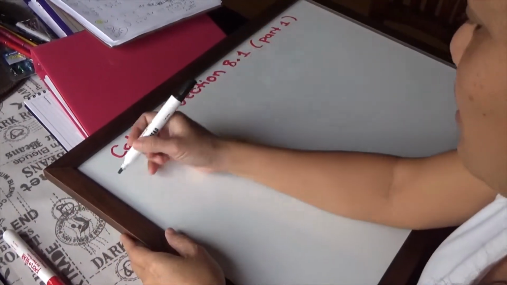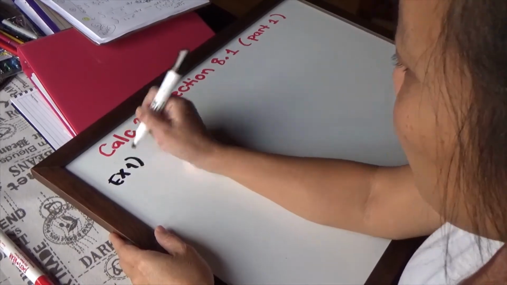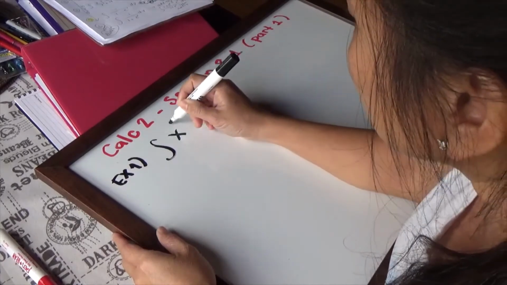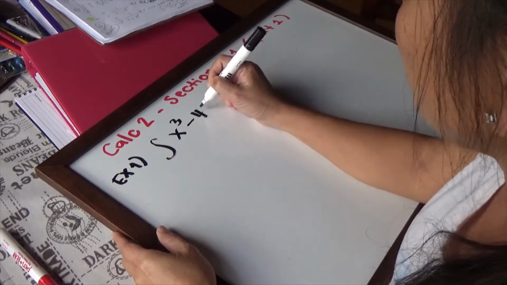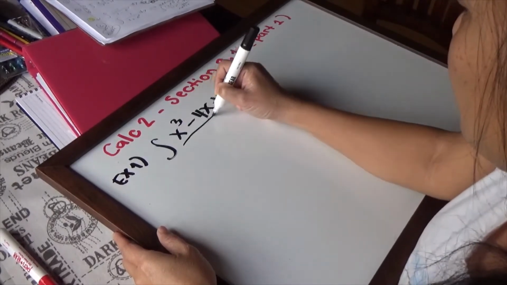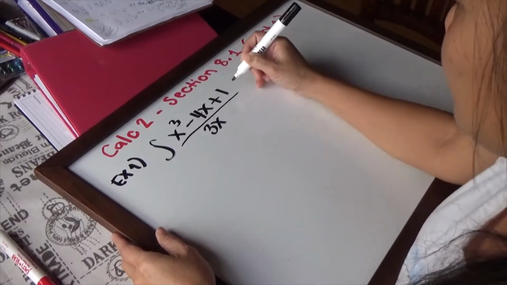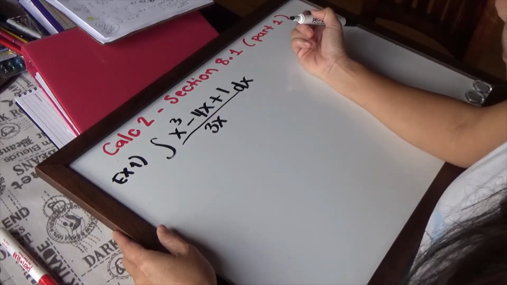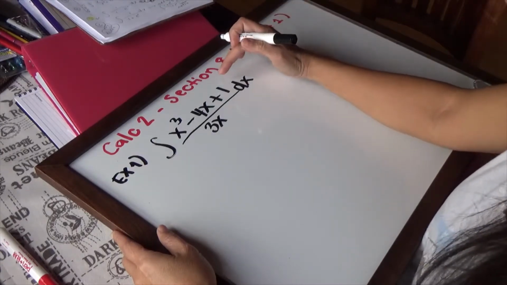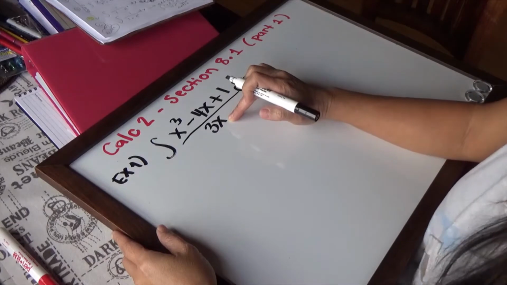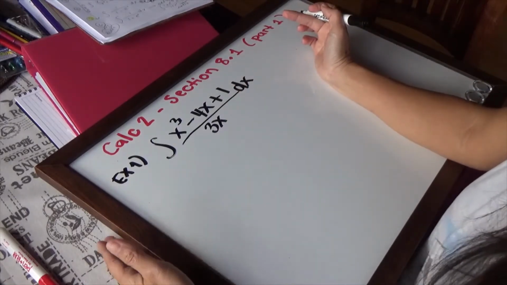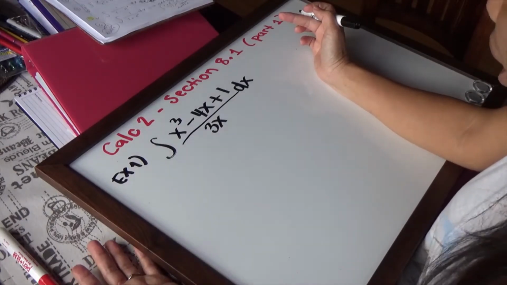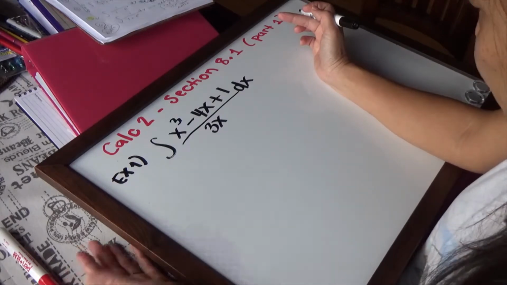So for example 1, we say if you have the integral of x to the third minus 4x plus 1 all over 3x, and then we are taking the integral with respect to x. So it looks like we have a polynomial divided by a monomial. So we can just go ahead and do the division. The hope is that you will get something smaller and easier to take the integral of.